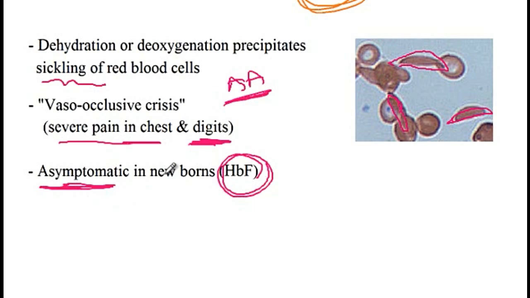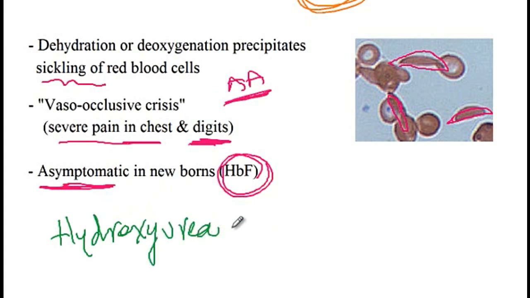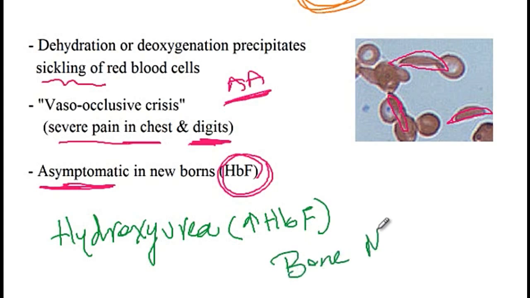Now, as for the treatment of sickle cell anemia, you can treat these patients with hydroxyurea. What hydroxyurea does is that it increases the production of hemoglobin F in these patients. And then the other treatment option is bone marrow transplant.